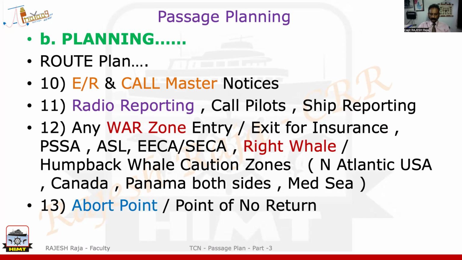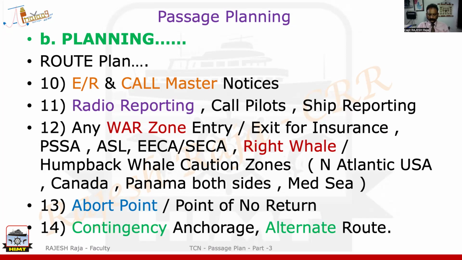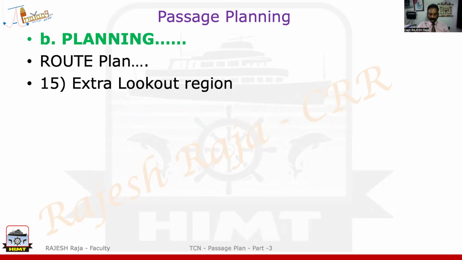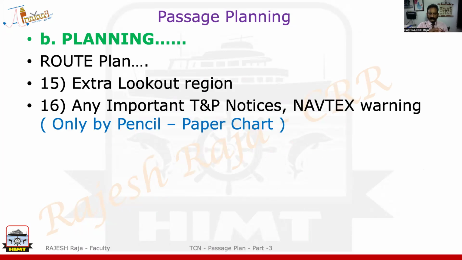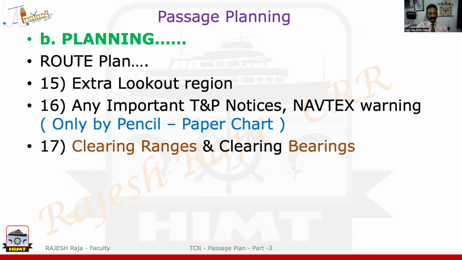About point, point of no return, you may need a contingency anchorage. You may need an alternate route also, which can be pre-planned and kept in hand. There might be places where you need extra lookout for various reasons, even because of visibility. Any important T and P notice and NAVTEX warning: in case of a paper chart, it was only done by pencil. Even now, please remember, any chart correction question which comes in your exam, please do it only with pencil. Do not draw with the pen.